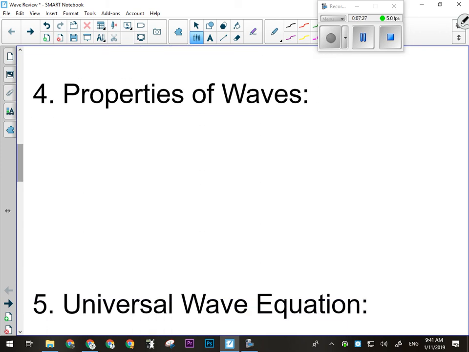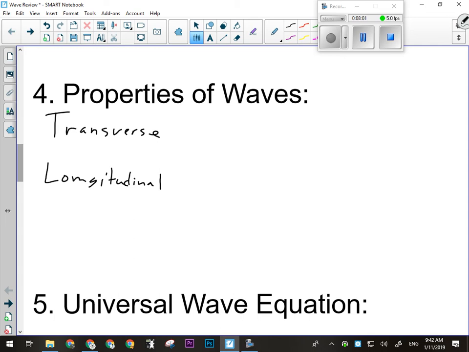Okay, then we moved on to waves. We started talking about the properties of waves, and we talked about the two kinds: transverse and longitudinal. Most of the waves that we've dealt with are transverse. Light's transverse, water waves are transverse, waves in a spring can be transverse. We can also deal with longitudinal waves. Sound is the most common longitudinal wave that we dealt with.